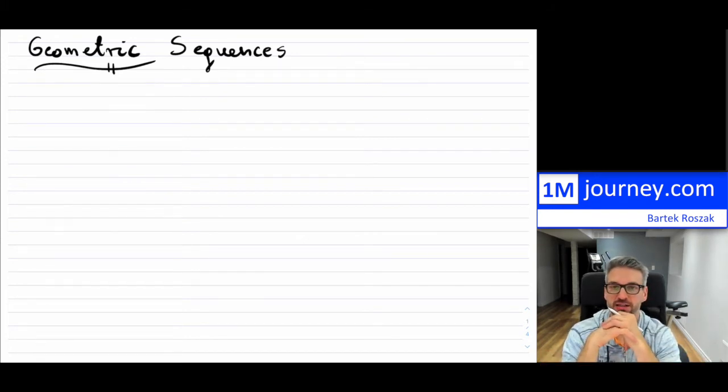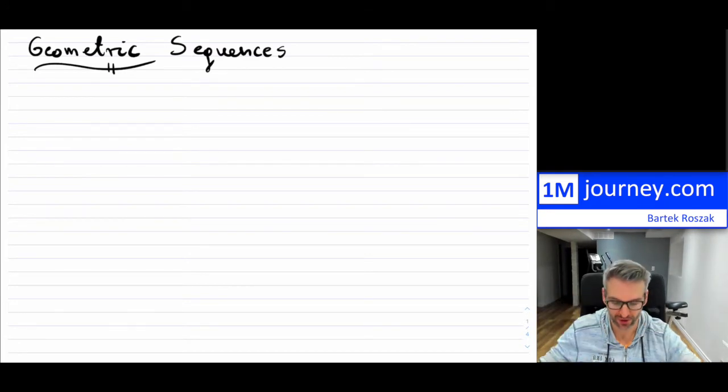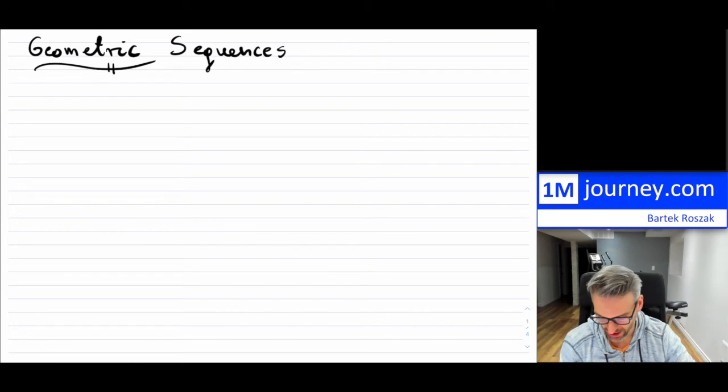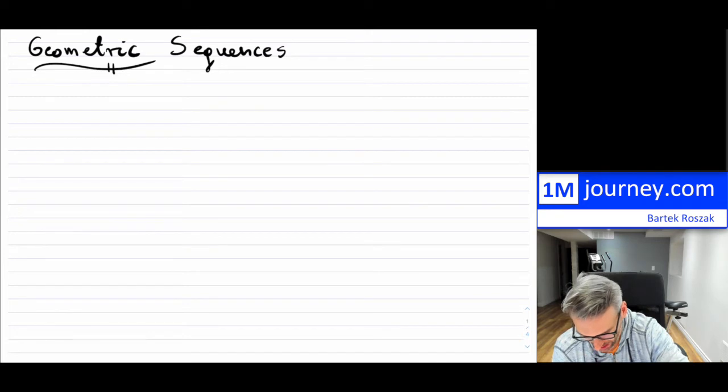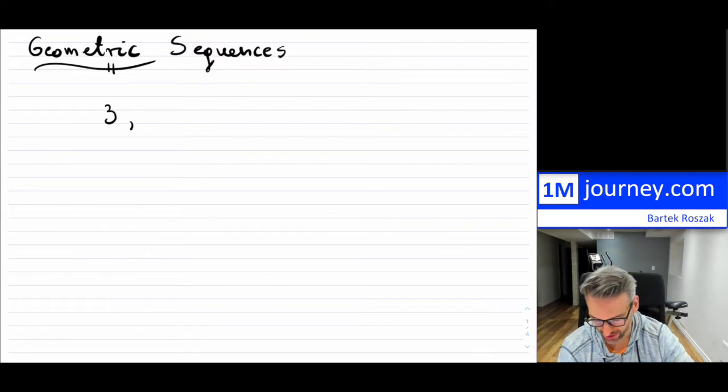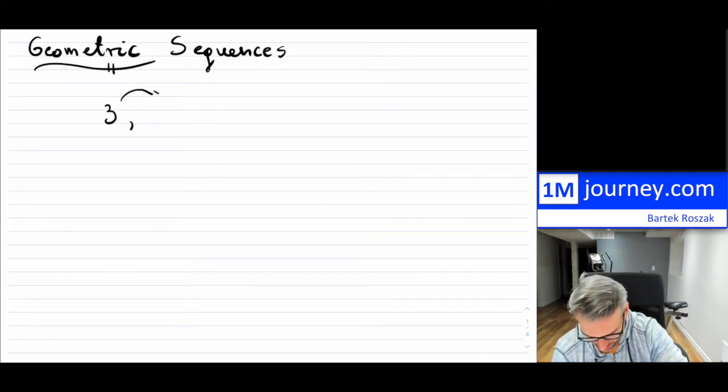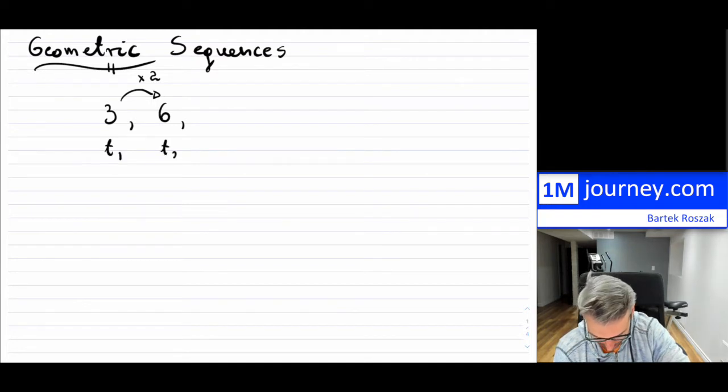The only difference is that instead of adding or subtracting from one term to another, you are multiplying by a particular number to go from one term to another. So for instance, let's start off with our first term, 3. If I multiply this by 2, I get 6. So this is my term 1, and this is my term 2.